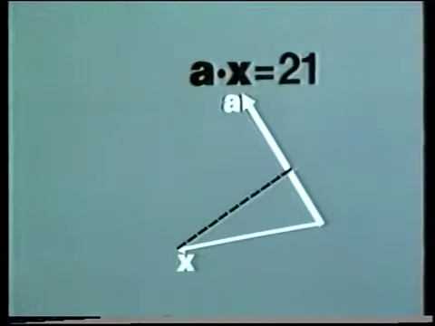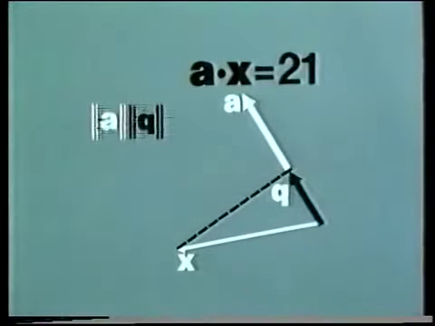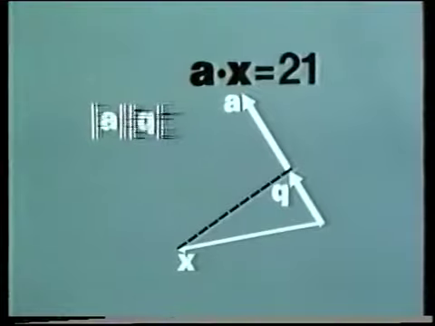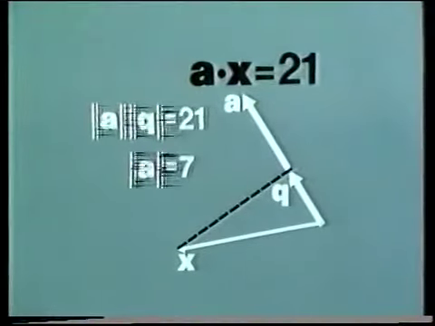You see, the projection of x onto a is a vector q. So a dot x is the length of a times the length of q. But remember, a dot x is 21. So the length of a times the length of q is 21. And actually, the length of a turns out to be 7. You can check that for yourself. We just know it from its coordinates. And that means that the length of q must be 3.